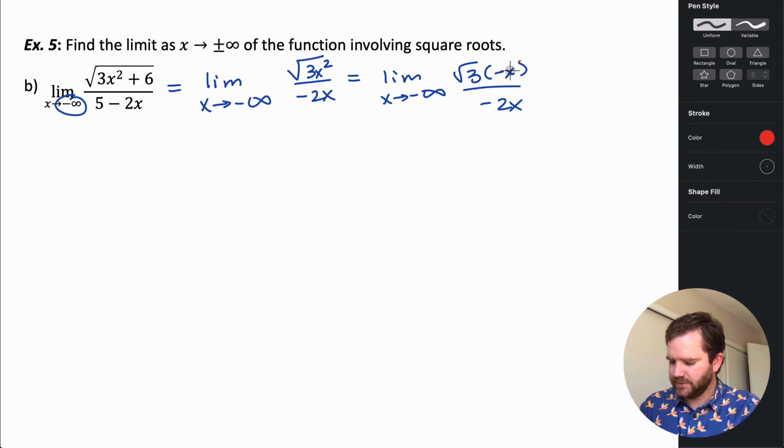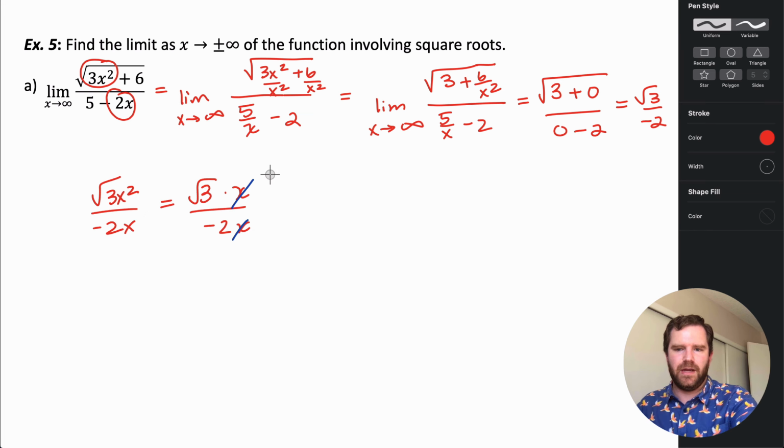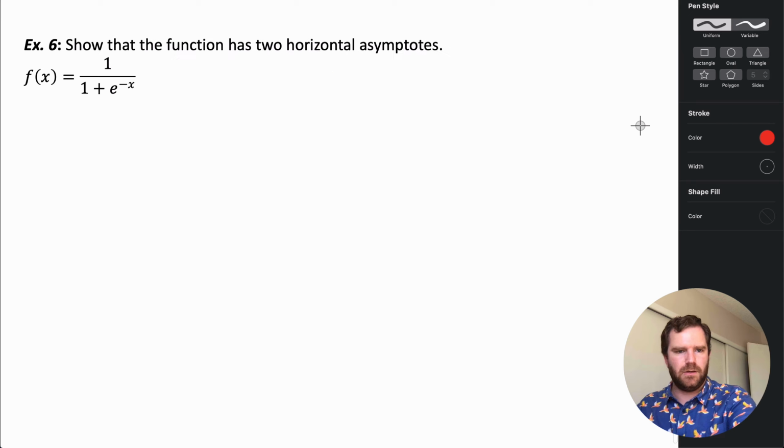And then we could cancel this with this. And we have a negative 1 here times rad 3, so that these can become positive. So this limit would end up being positive rad 3 over 2. So this would have a horizontal asymptote at positive rad 3 over 2 as we go to negative infinity. And then this one would have a horizontal asymptote at negative rad 3 over 2 as we go to positive infinity. All right, so let's look at this last example.